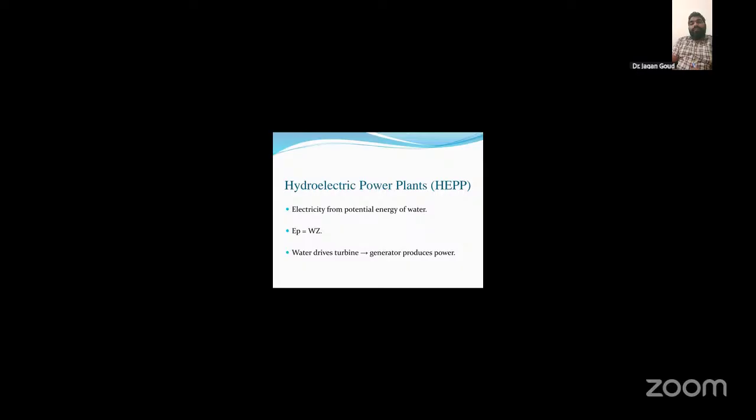Hydroelectric power plants, HEPP. Hydroelectric power plants produce electricity from the potential energy of water. In the basic principle, hydroelectric power plants generate electricity from the potential energy of stored or flowing water. Water at height possesses potential energy, which is converted into mechanical energy and then into electrical energy.